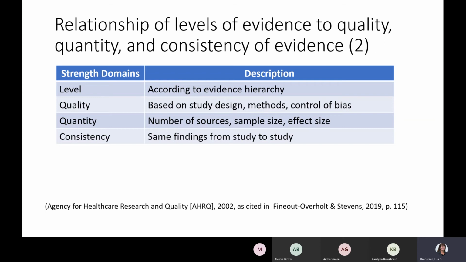Now, consistency relates to the findings across studies or across sources of evidence and the extent to which different researchers doing different studies produce the same or similar findings. Okay. Oh, and I think I skipped over quality. It's basically related to how the study was done, the rigor of the methods that were used, and the controls that were put in place to prevent bias to the study findings.